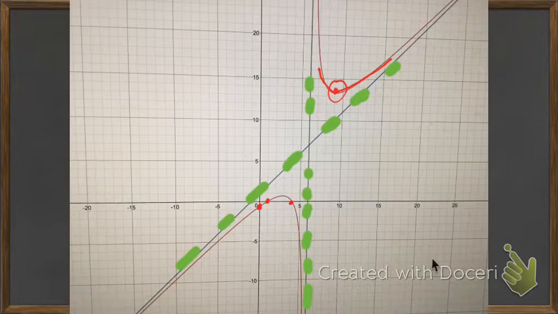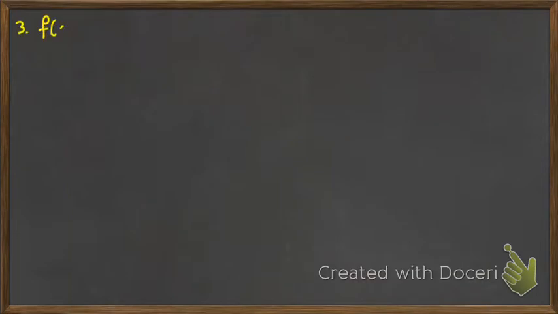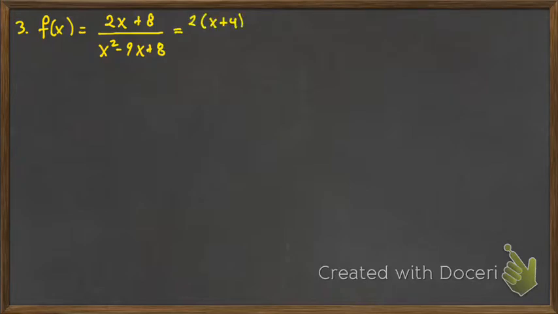Okay, so what are we on, number 2? So we got 2 more to look at. Try to go through kind of the different possibilities. So we're going to look at another one here. So this time it's going to be f of x is equal to 2x plus 8 over x squared minus 9x plus 8. So this one requires us to factor to establish what the domain is.